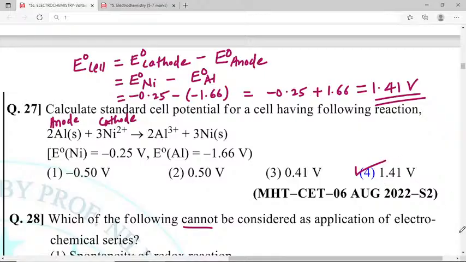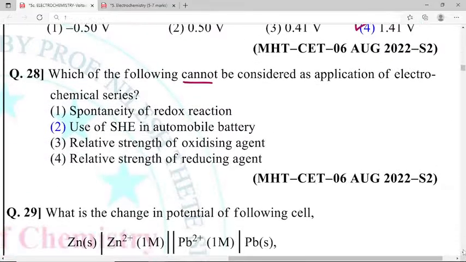Okay, next question. Which of the following cannot be considered as an application of electrochemical series? Spontaneity of redox reaction, correct. Use of SHE in automobile battery, no. SHE is the standard hydrogen electrode. This is not used in automobile battery. Relative strength of oxidizing agent and relative strength of reducing agent can be considered applications of the electrochemical series.